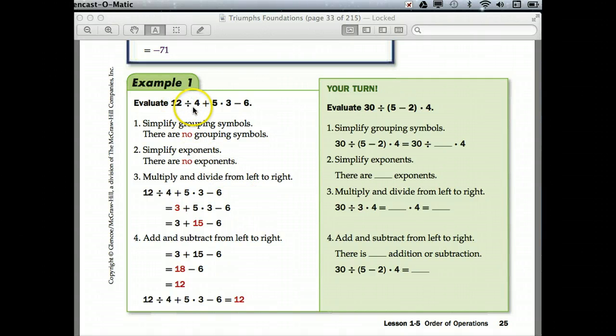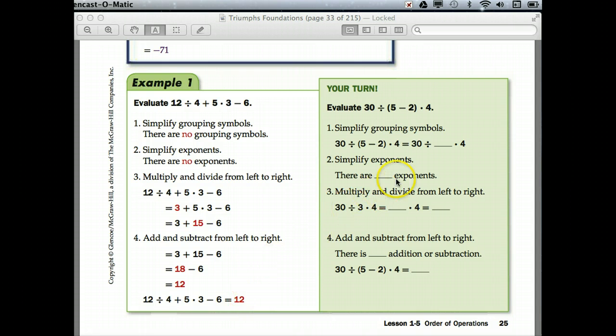So we've got division first. 12 divided by 4 is 3. Then we write the rest of the equation down. Okay, do we have any more multiplication division? Oh, we do, right here. 5 times 3 is 15. So now we have 3 plus 15 minus 6. Now we're going to add and subtract from left to right. So 3 plus 15 is 18. Write down the rest of our equation. And 18 minus 6 is 12. So when we evaluate this expression, we get 12.